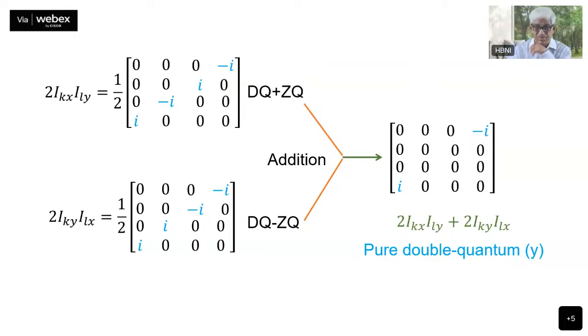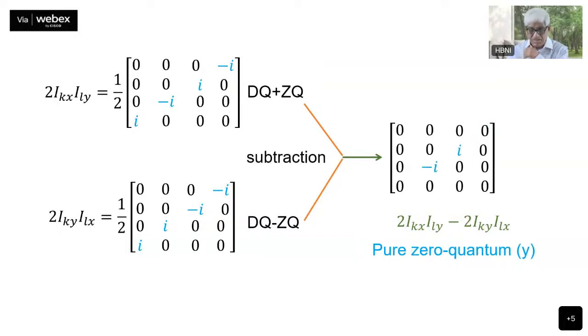I can do the same thing by subtraction. I subtract these two matrices, so I get here only i and minus i. So 2 IKX ILY minus 2 IKY ILX gives me pure zero quantum coherence, but the Y component.